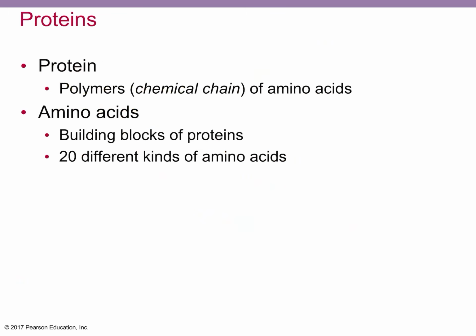All right, moving on to proteins. So proteins are polymers of amino acids. So amino acids are the monomer. So they're the building blocks. There's 20 different kinds of amino acids.